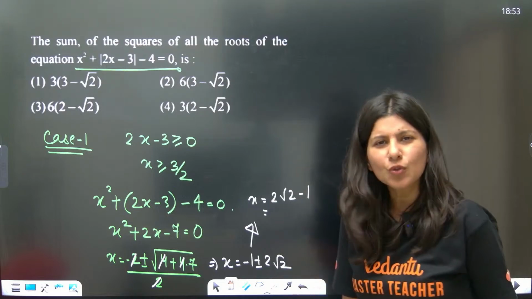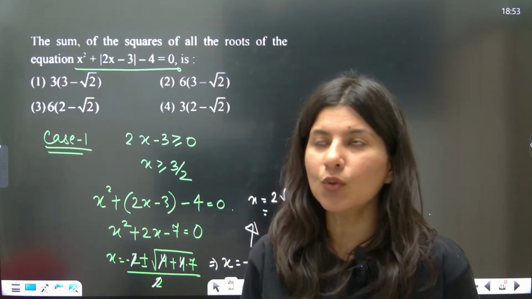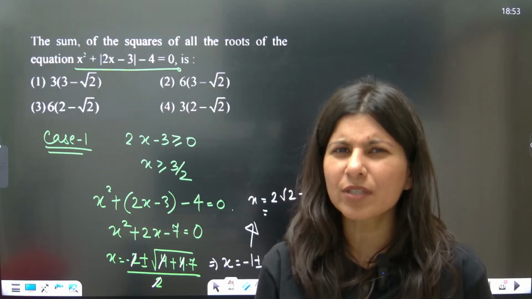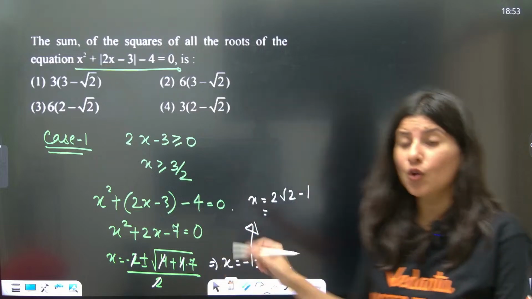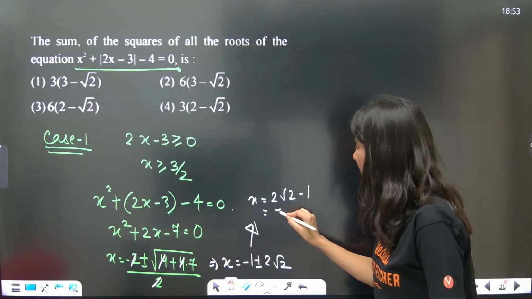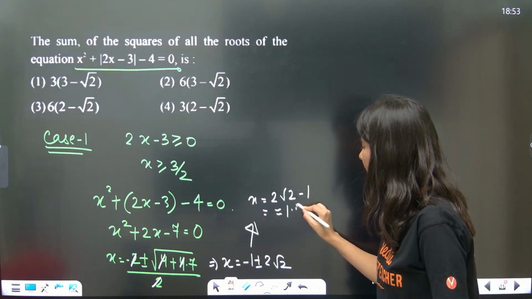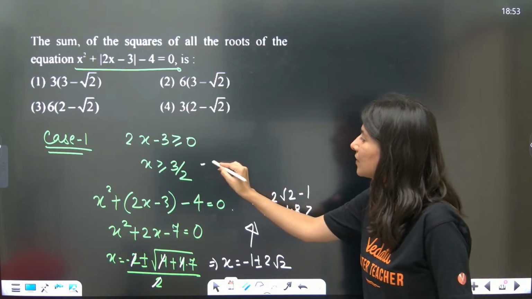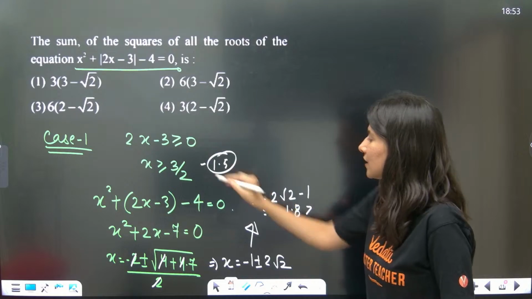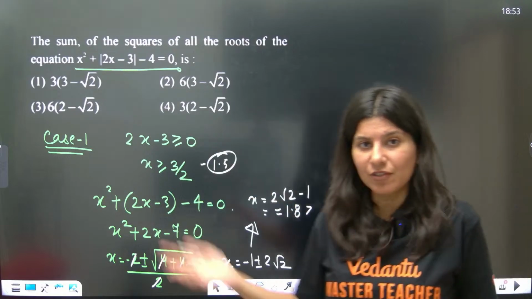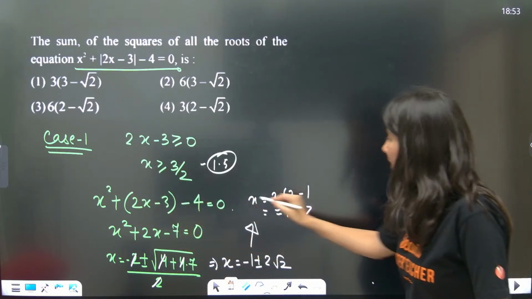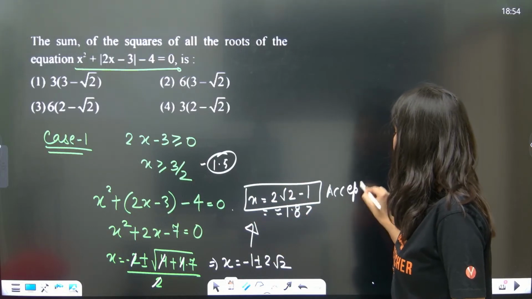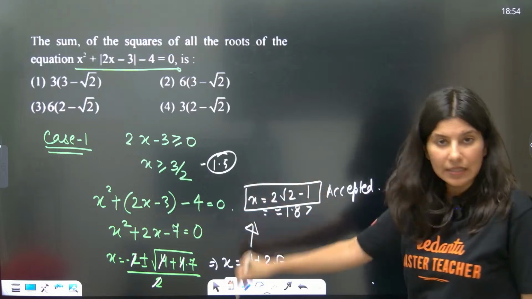Now what is 2 root 2? Can anybody tell me? 2 root 2 will be 2 into 1.4. 2 into 1.4 is what? 2.8. 2.8 minus 1 is approximately 1.8, which is actually greater than 3 by 2. Because 3 by 2 is what? 1.5. So just tell me, my answer is 1.8, which is greater than 3 by 2. That means this particular solution is accepted. But the negative solution is not accepted over here in this case.